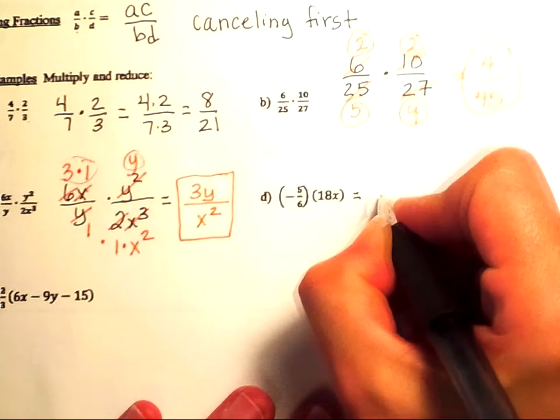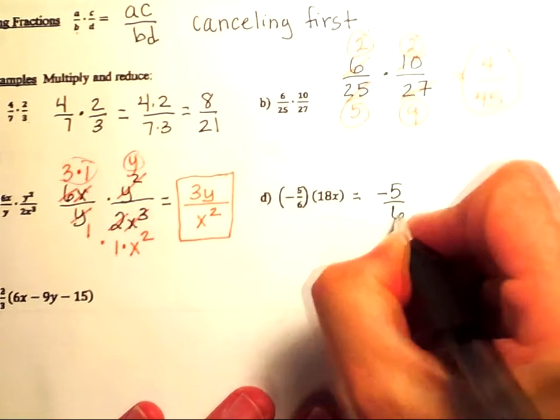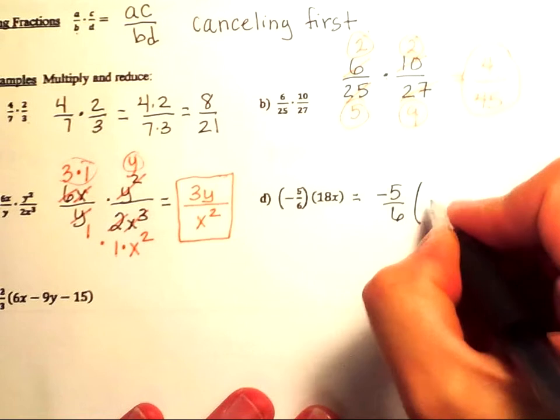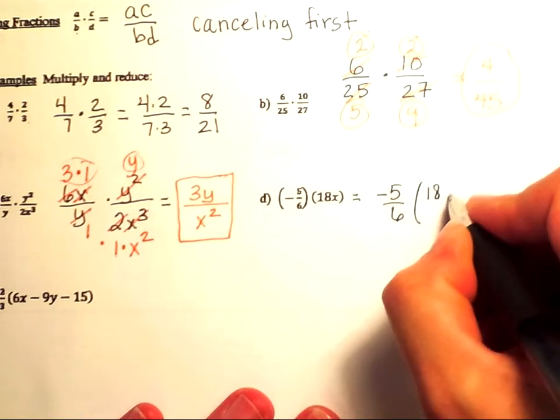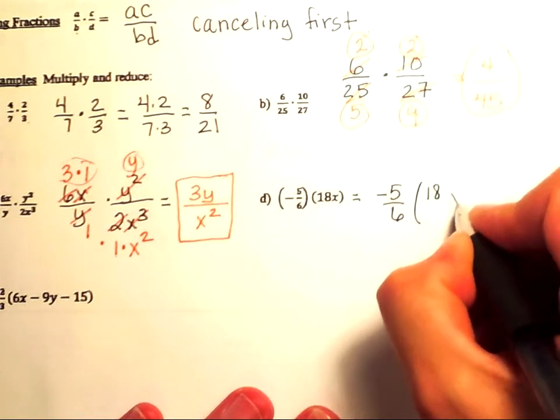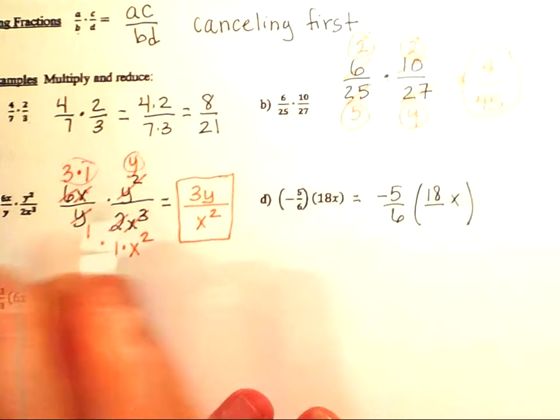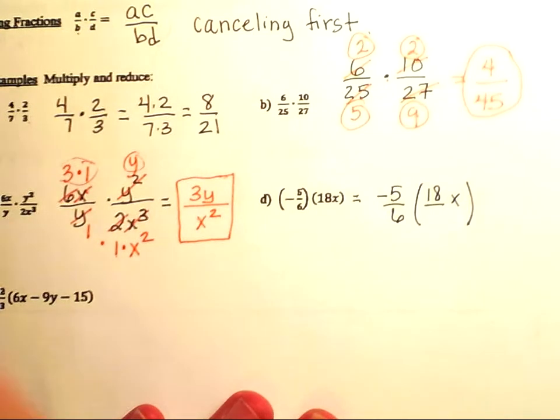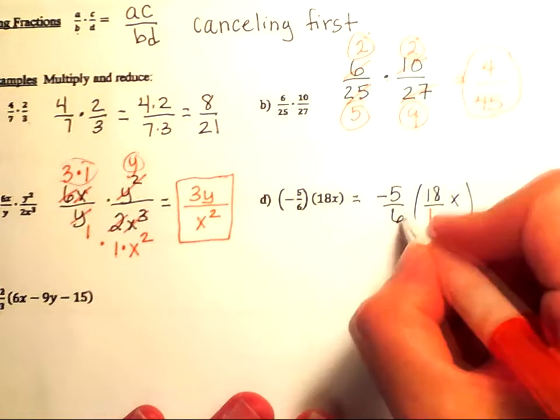We can also do canceling when we have a rational number times a whole number. The way we're going to do this is remember that we can write any integer as a whole number over 1. Now it'll probably be easier to see the canceling.